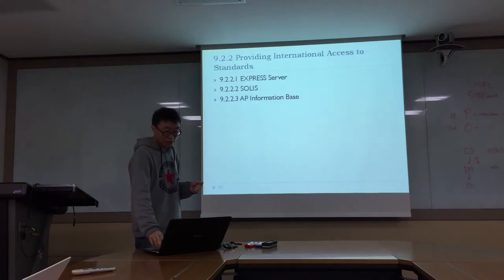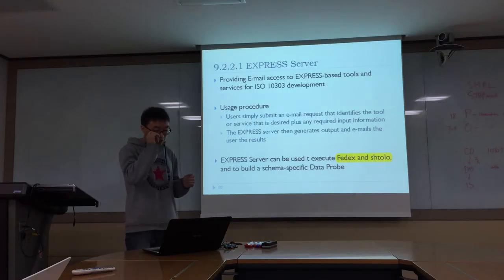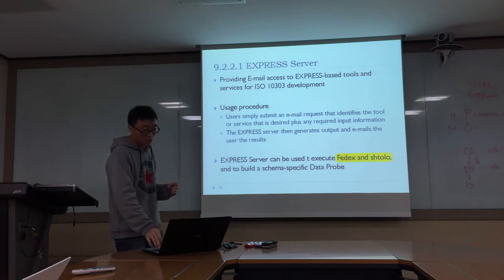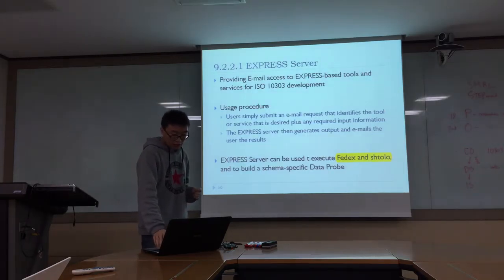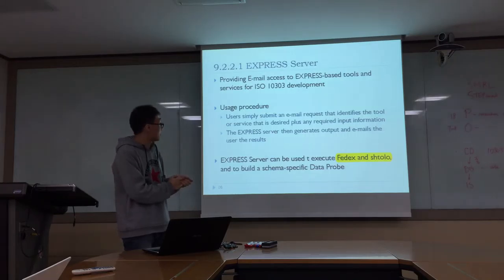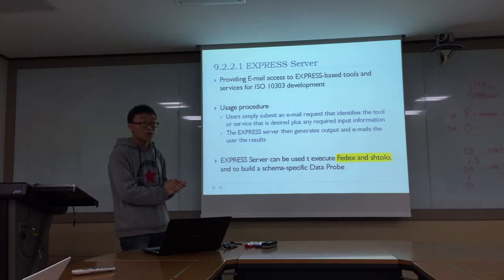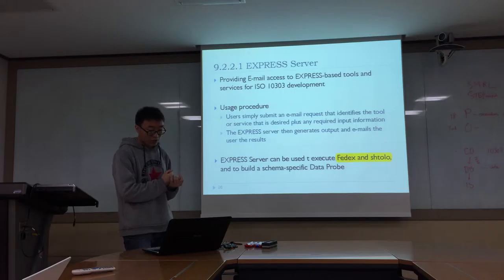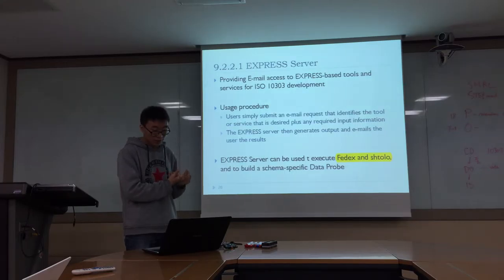The second is related to providing international access to standards. First is Express Server. It provides email access to Express-based tools and services for ISO 10303 development. For the usage procedure, users simply submit an email request that defines the tool or service desired plus any required input information. Secondly, the Express server then generates the output and emails the user the result.